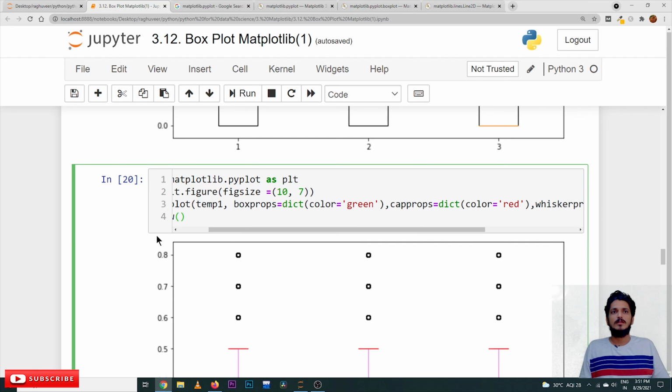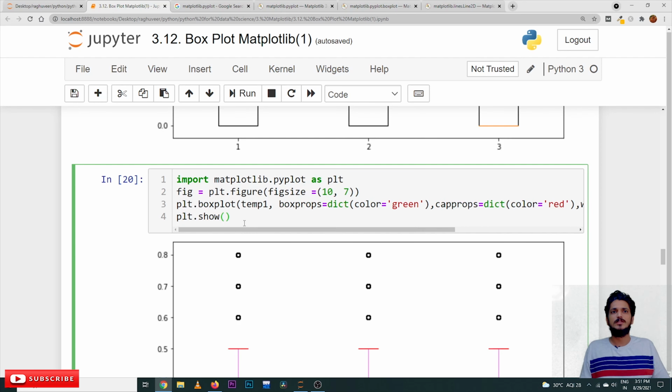Okay, so let's take the box plot, the same box plot which we showed above. Box props means box properties. We are giving boxprops equal to a dictionary, color equal to green. We can apply different functionalities, we can modify. In order to modify that, we have to take the parameter boxprops.